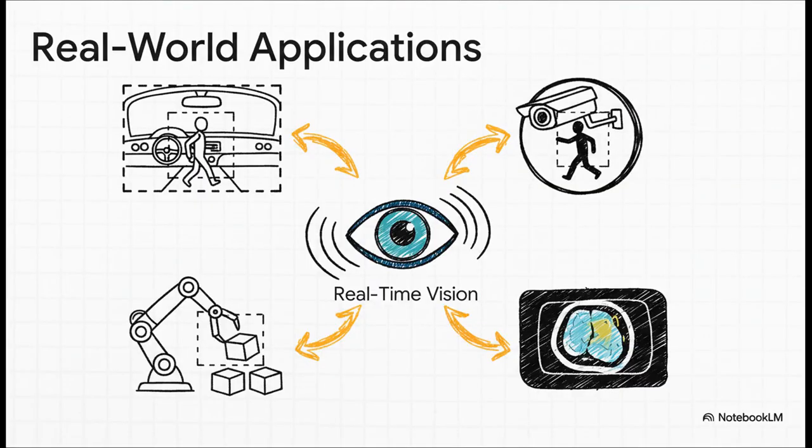And that speed, that unlocks a whole universe of applications. It's what allows a self-driving car to react instantly. It's what powers a security system that can actually track an intruder across a room. It gives factory robots the eyes they need to grab and move things. And it can even help a doctor scan through medical images faster than ever before.